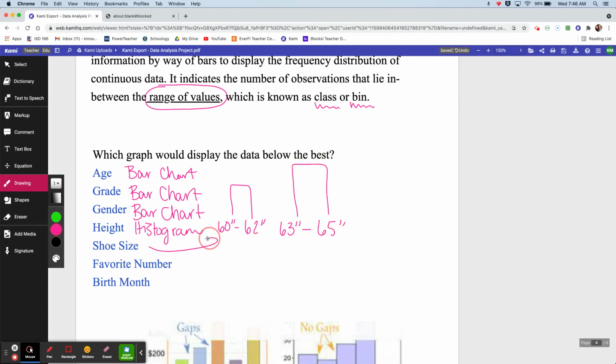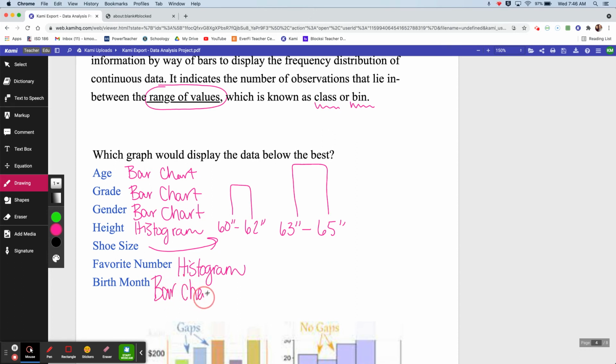Okay, shoe size is very similar. Now we have a very small amount of data, so we could do shoe size as a histogram, or we could do it as a bar chart, depending on how much data you have. Favorite number should definitely be a histogram because you have a lot of different categories. You have all numbers 0 through 100, so you need to make sure that you do those. Birth months, we could split up in ranges of values, maybe by season, like spring, summer, winter. With the amount of data that we have, we would probably do a bar chart.